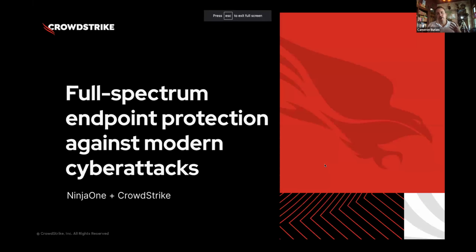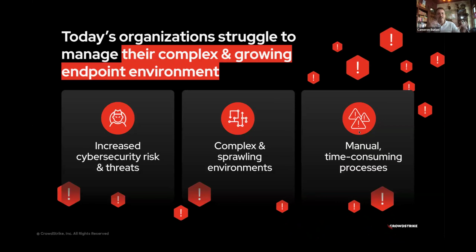So essentially, what are we trying to do? Building off what Jeff said with that integration, we want to provide full spectrum endpoint protection against modern cybersecurity threats. That's really our goal, right? At the end of the day, CrowdStrike chose to partner with Ninja because it was the best path by which we can work together in order to help stop breaches. Now, that's a bit of a vague statement, right? Let's dive into what that means.